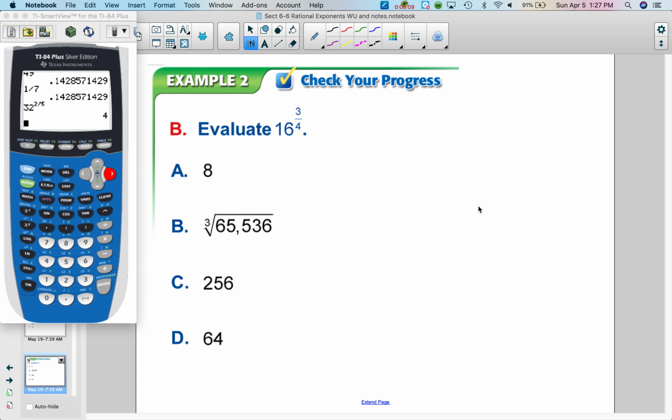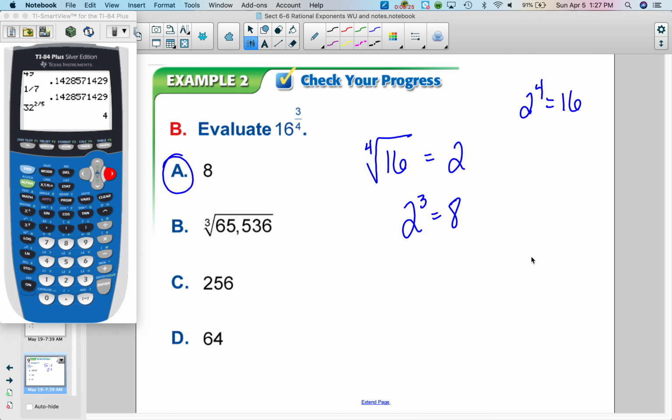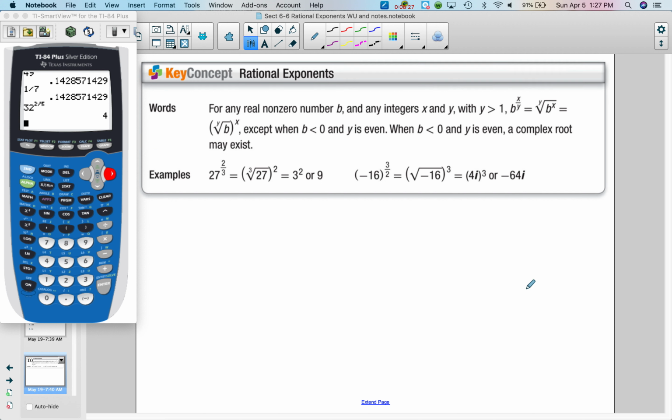Go ahead and pause it and try this one. All right, so if you take the 4th root of 16, you get 2, because 2 to the 4th power is 16, and then take that 2 and cube it, and you get 8, so that is the answer. All right, I've already taught you this.